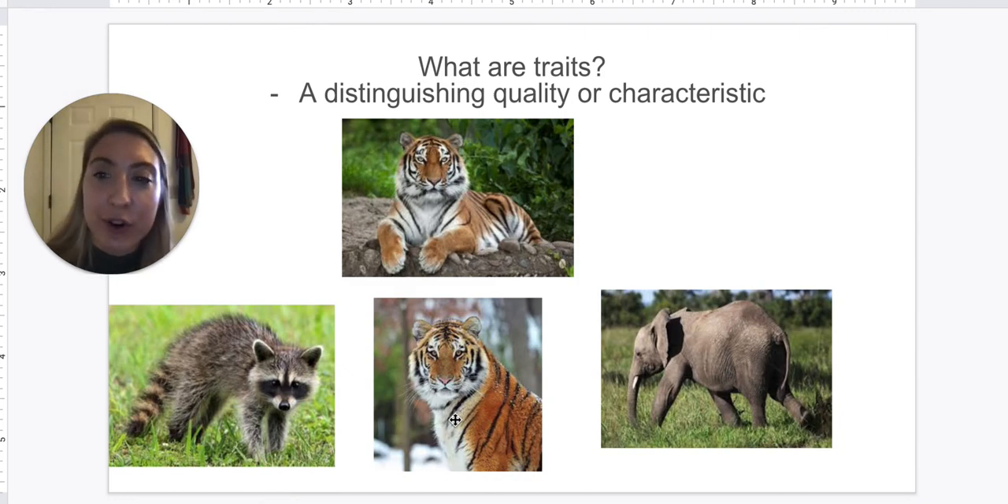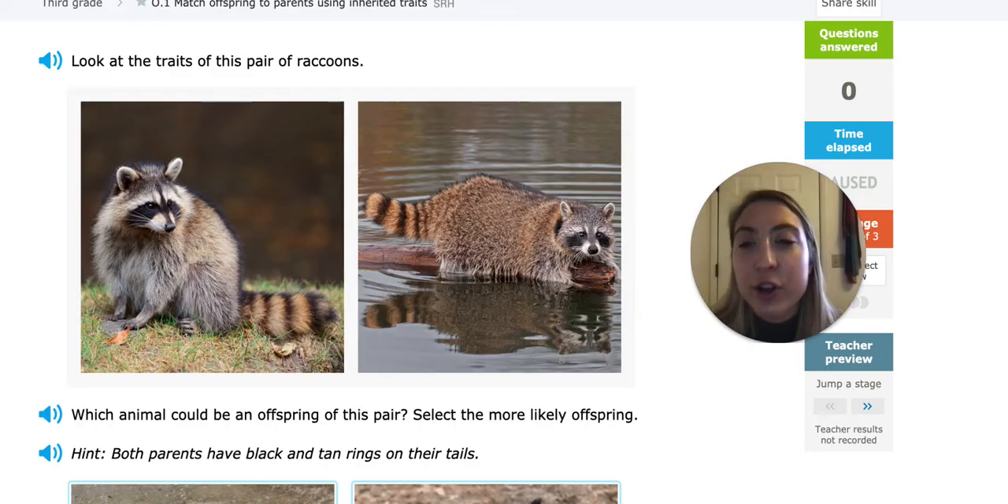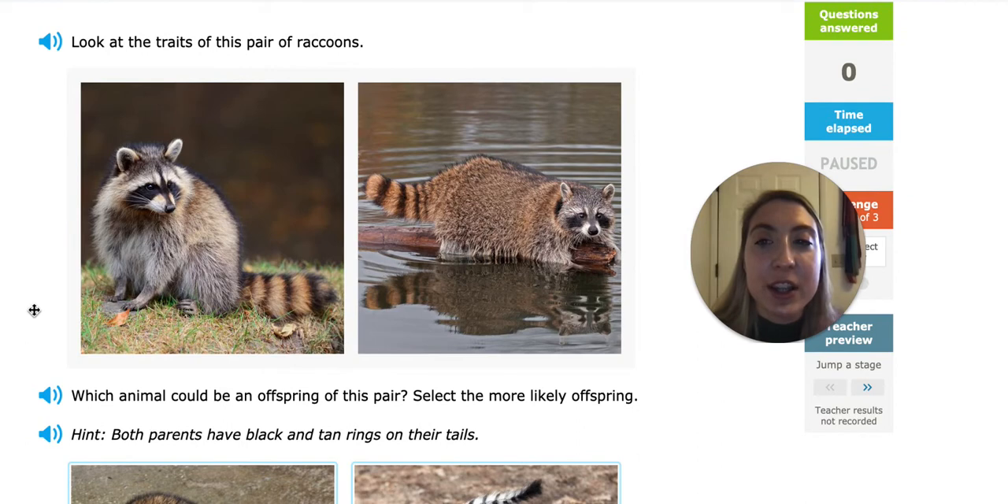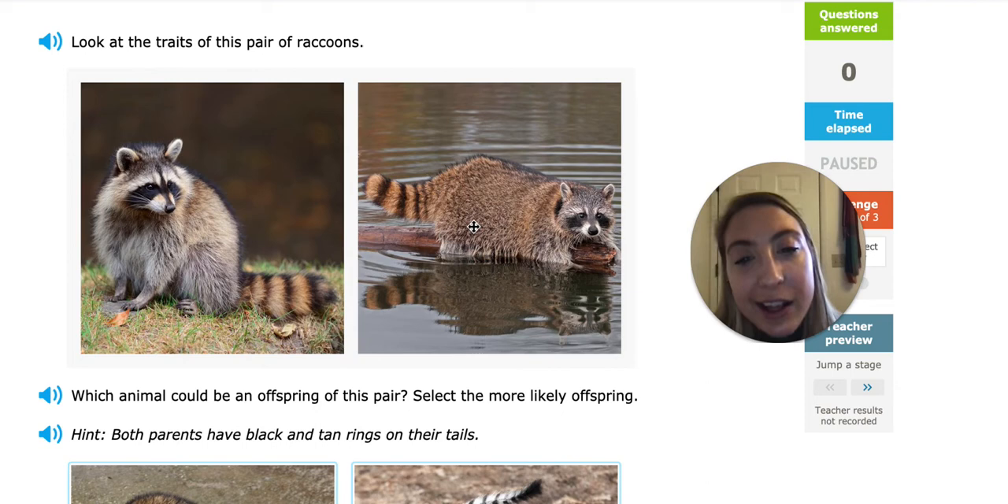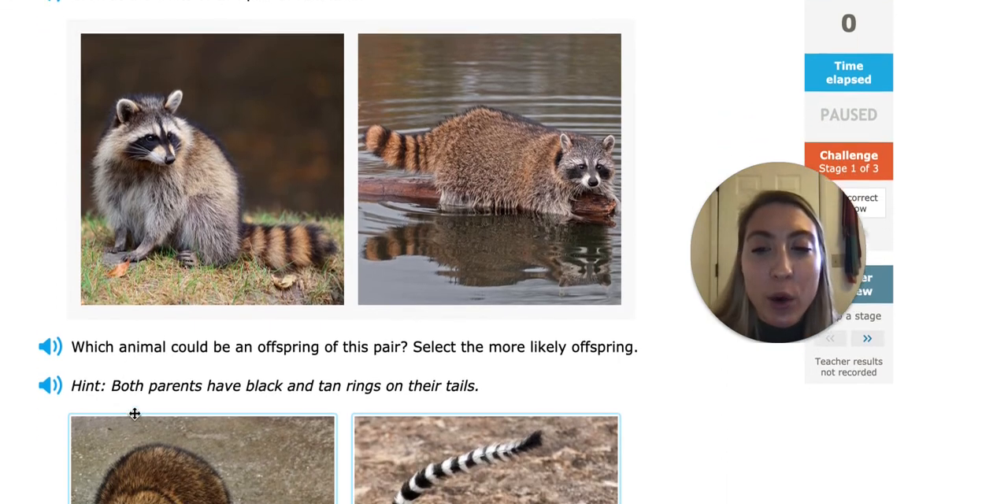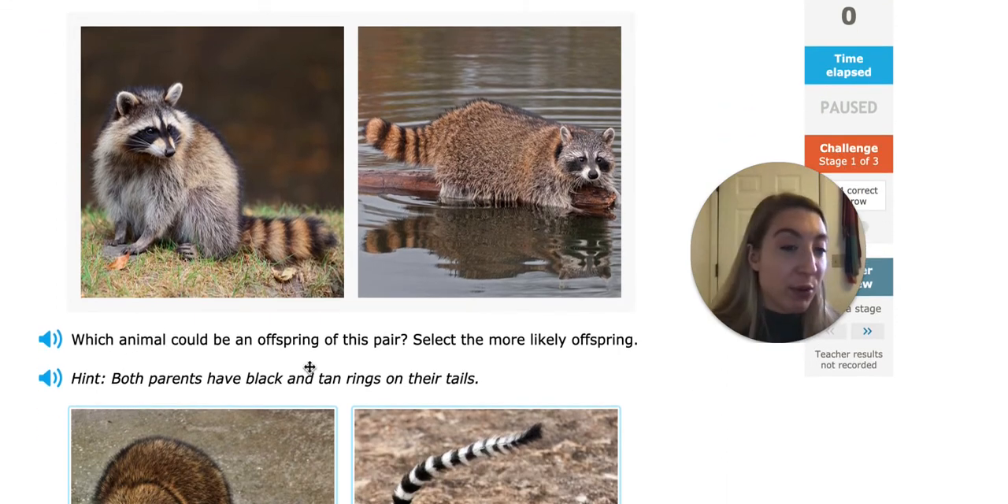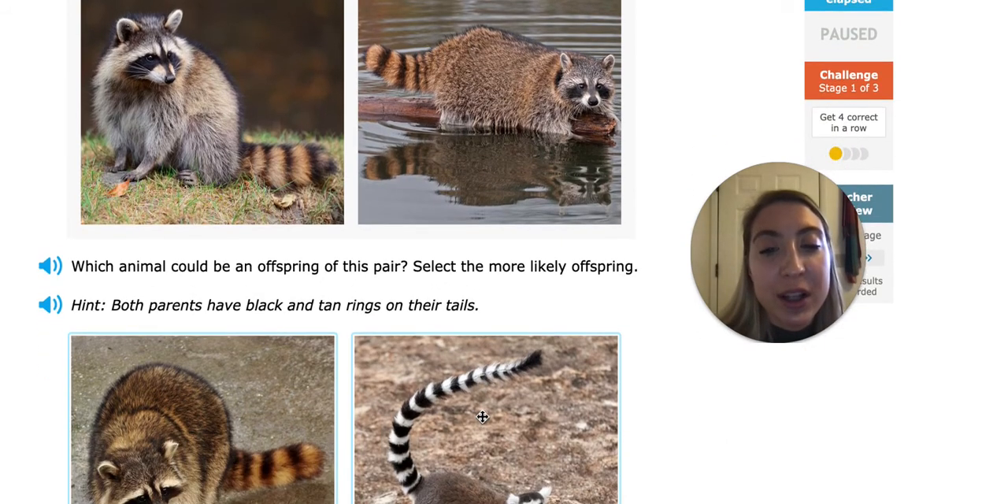So let's go over a few examples. So here we're looking at the traits of the pair of raccoons. They have 2 eyes, they have 2 ears, they have stripes on their tails. They look like they have a brown, black, and light brown mixture of fur. So now we have to see which animal could be an offspring of this pair. Which one could be the baby of this pair of raccoons? Select the more likely offspring.